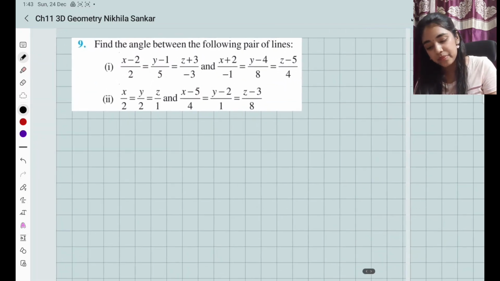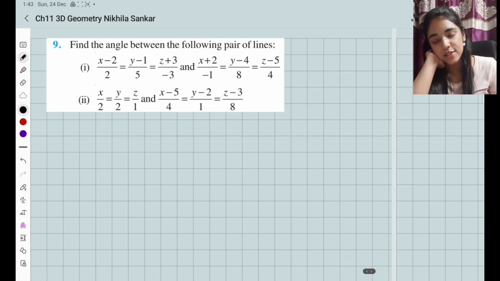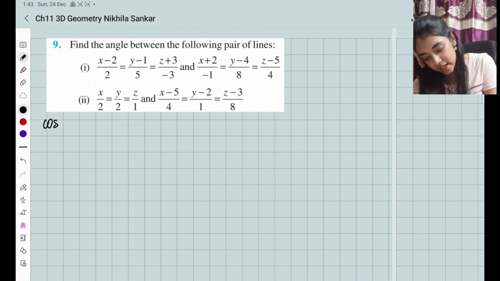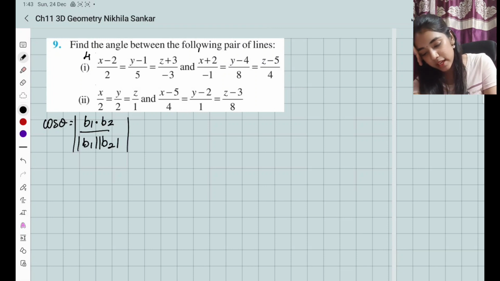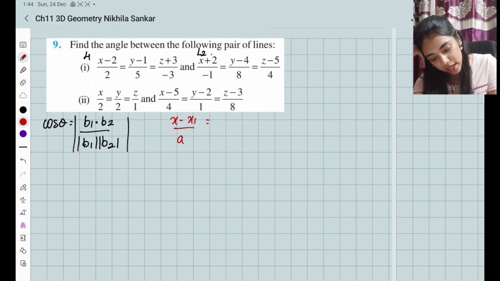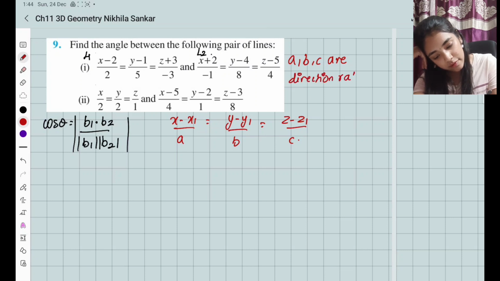Now question number 9. Find the angle between the following pairs of lines. So adhe mari angle kandupidikkanum. What is the angle? Cos theta equals B1 dot B2 divided by magnitude of B1 magnitude of B2. So enna kandupidikkanum, nama B1 enna, B2 enna kandupidikkanum. So this is going to be my line 1 and this is going to be the line 2. What is the standard equation? X minus x1 divided by A equals y minus y1 divided by B equals z minus z1 divided by C, and A, B, C are the direction ratios of the B vector in general.